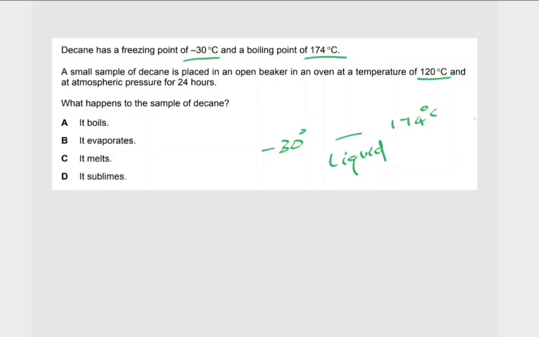It boils above 174. So at 120, it's clearly a liquid. So let's see what happens to the liquid. It boils? It doesn't boil, it boils only above 174. It evaporates, that's correct. It melts? No. It sublimes? No.